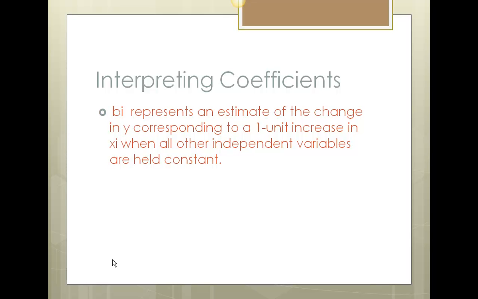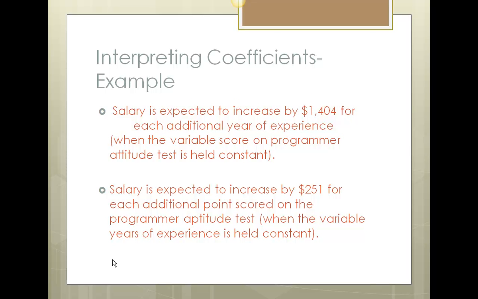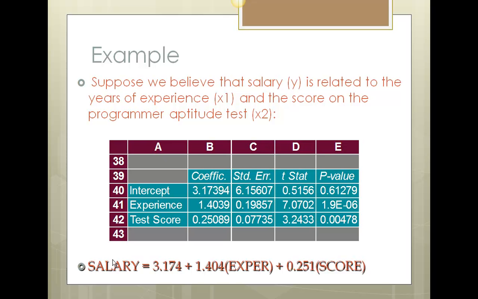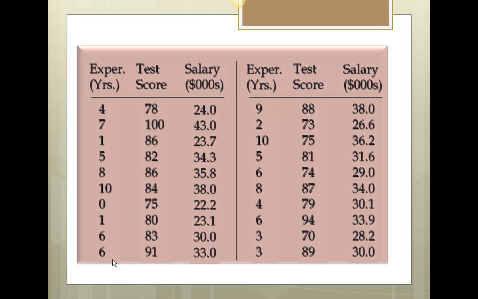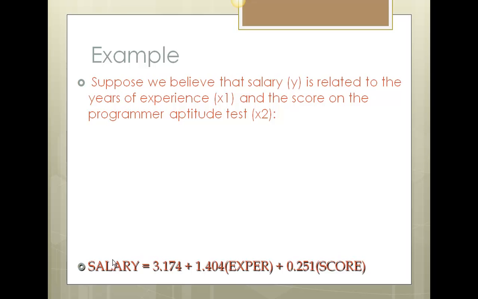So how do I interpret these coefficients? The beta coefficients represent an estimate of the change in y corresponding to a 1 unit increase in each x when all of the other x's are held constant. So my salary is my dependent variable. My experience beta was 1.4. But I need to go back and notice that my salary data is in thousands. So that's going to impact my interpretation.